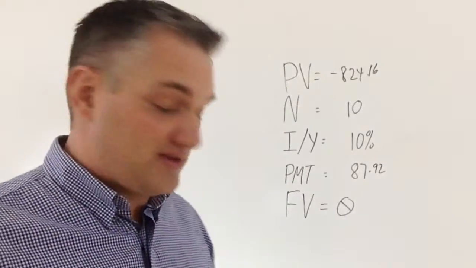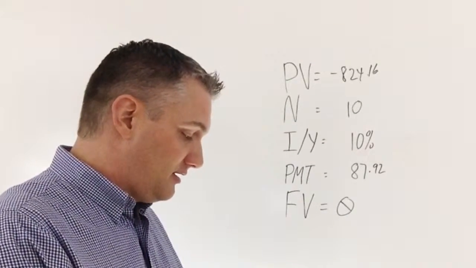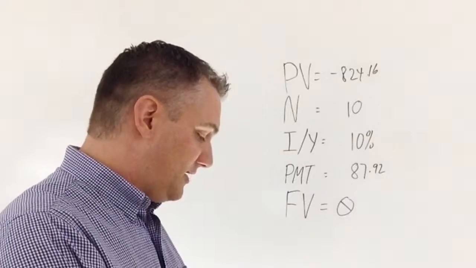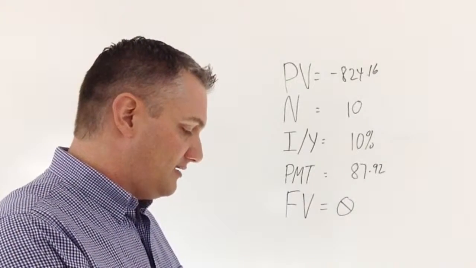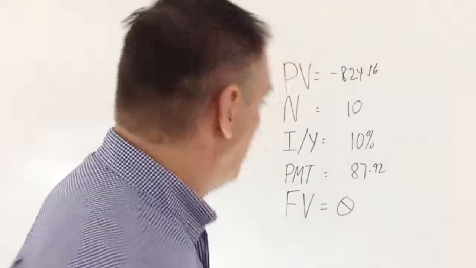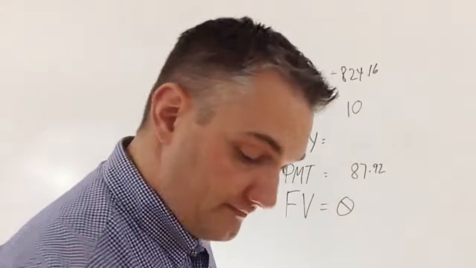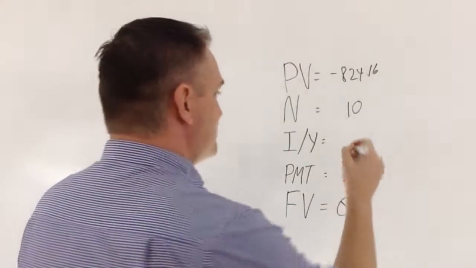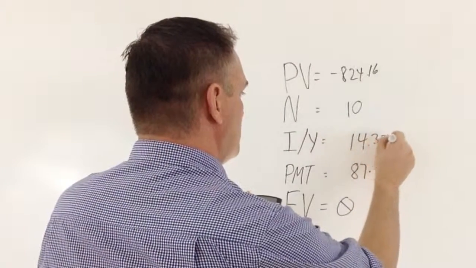So let's see what this does to our calculation. I'm going to set that as my present value. 10 is now my N. Compute my yield. And the yield, ladies and gentlemen, jumps to 14.32%.